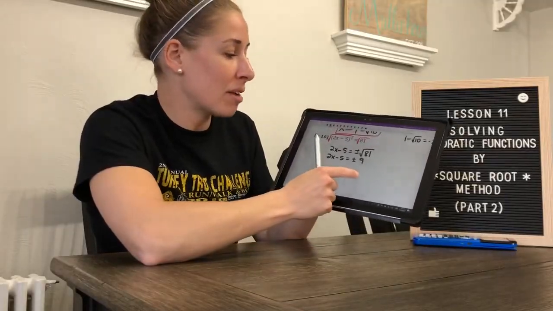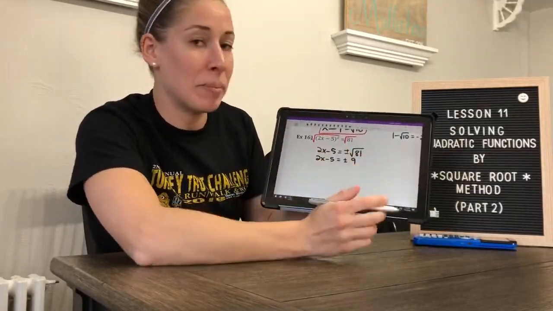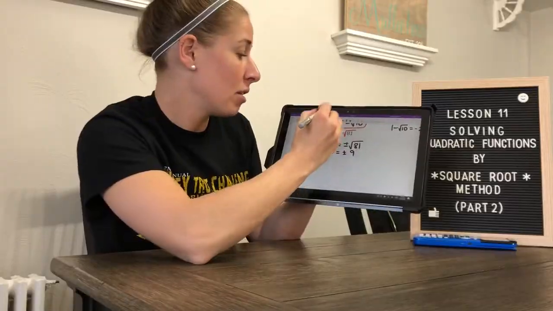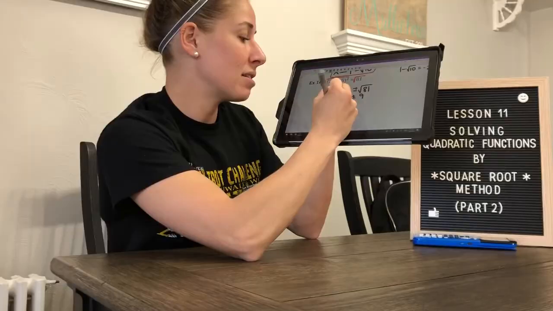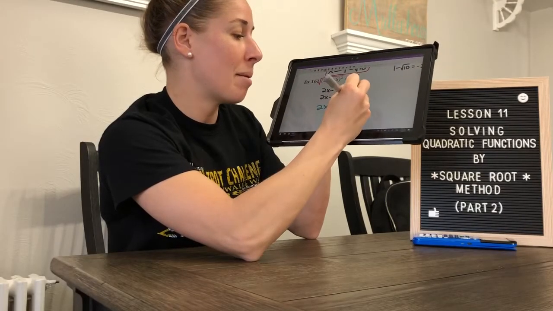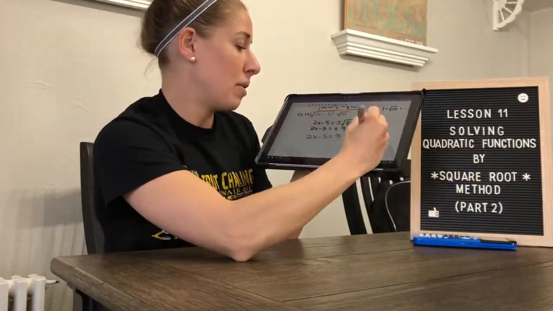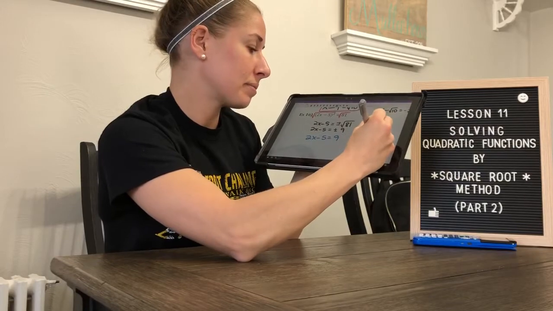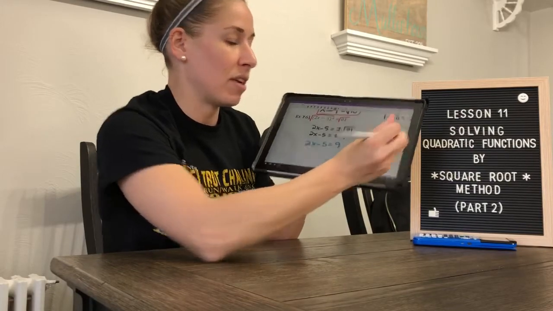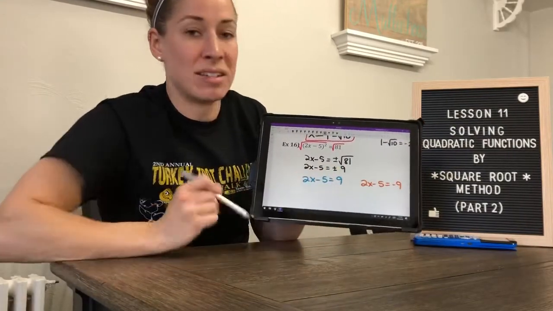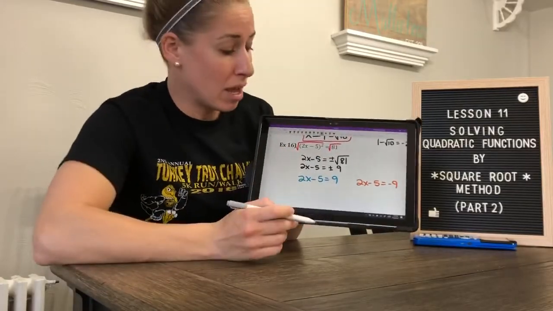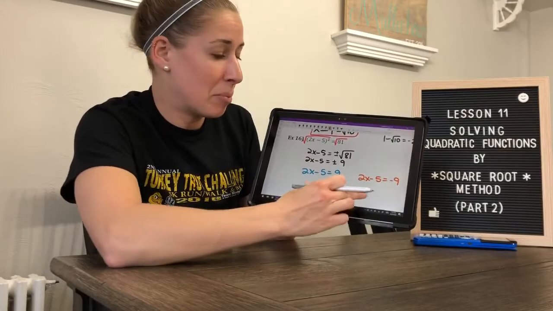So what I would highly recommend doing right now is splitting this up into your two different equations. The first one being 2x minus 5 equals that positive 9. And then your 2x minus 5 equal to that negative 9. So there's your plus or minus 9 from that radical. Okay, and then just solve your two equations separately.